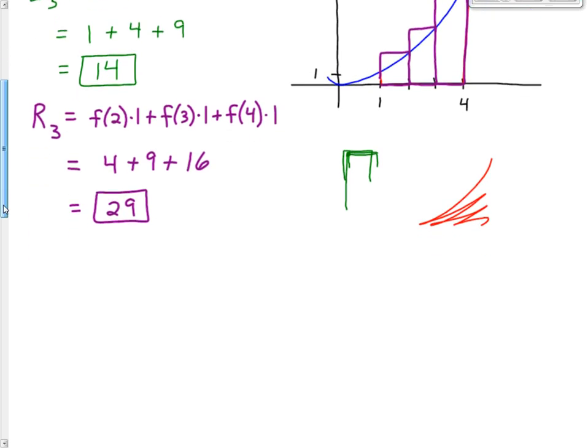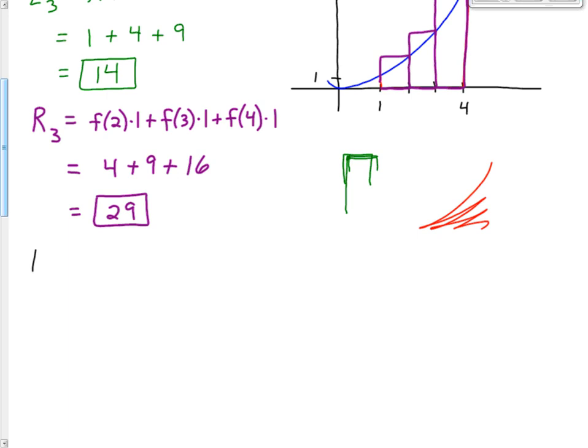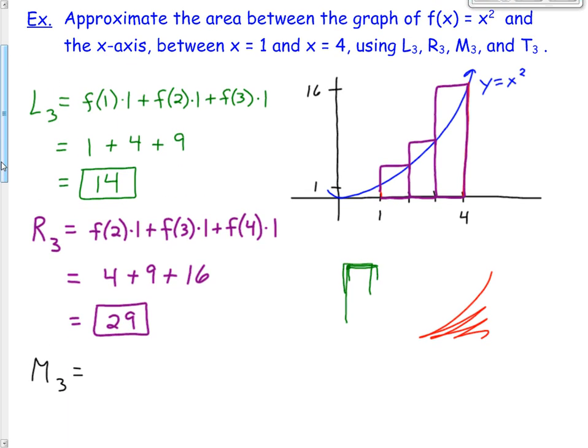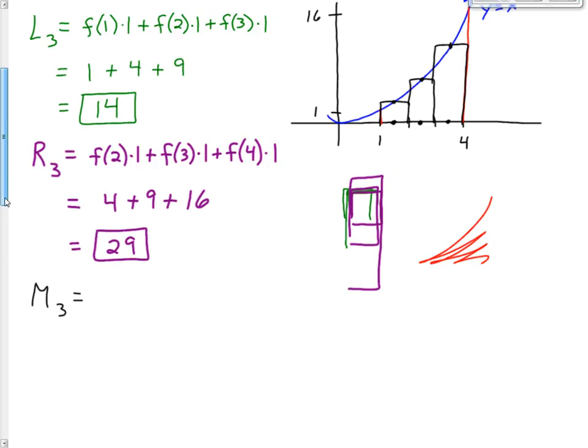All right, the next one is going to be M3. And for the midpoint approximations, exactly as you would have guessed, what we're going to do is get the midpoint of the subinterval, and that'll define the height of each rectangle. And that seems like a better approximation than either the left or the right, and it is in most cases.